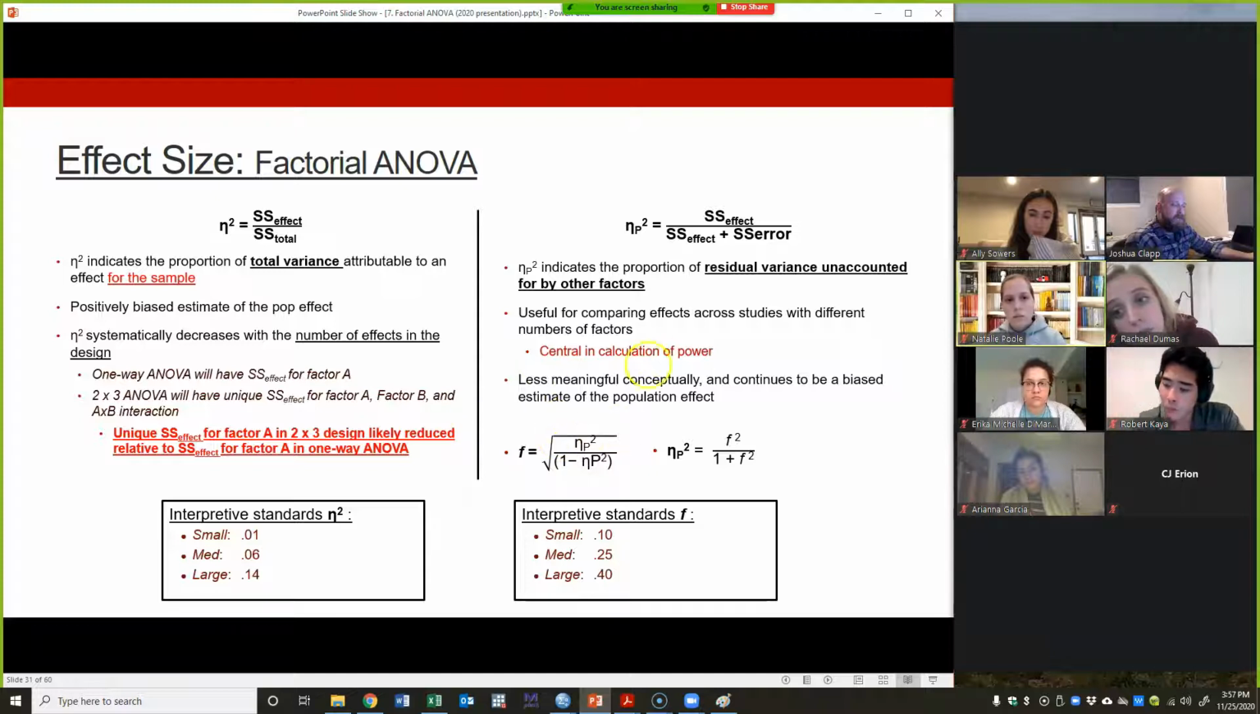So we just say F is going to be the square root of partial eta squared over 1 minus partial eta squared. That gives us F, right? Alternatively, partial eta squared is just F squared over 1 plus F squared.